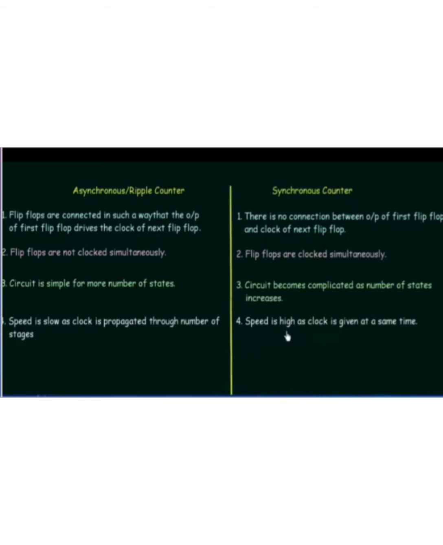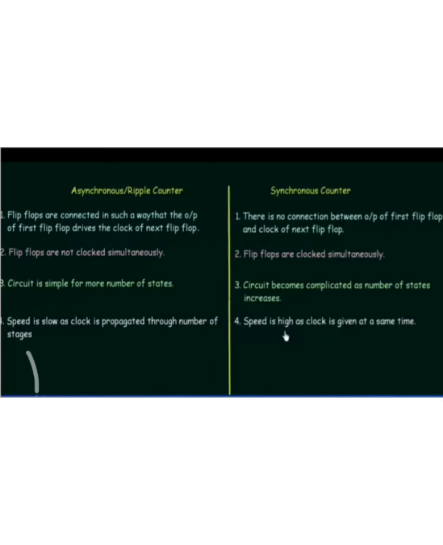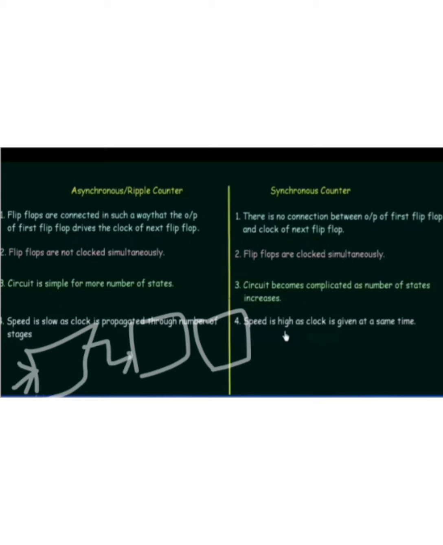The circuit is simple for a larger number of states in an asynchronous counter, whereas in a synchronous counter the circuit becomes complicated as the number of states increases. Speed is slow as the clock is propagated through a number of stages. Here speed is high. Here speed is slow because the clock is propagated through a number of stages. 1, 2, 3 means the clock is first given to the input of the first, and then it will be given to the second, and then to the third. So there is slow propagation in the asynchronous counter, whereas in the synchronous counter the speed is high.